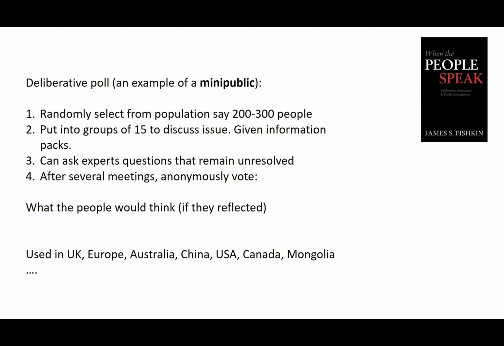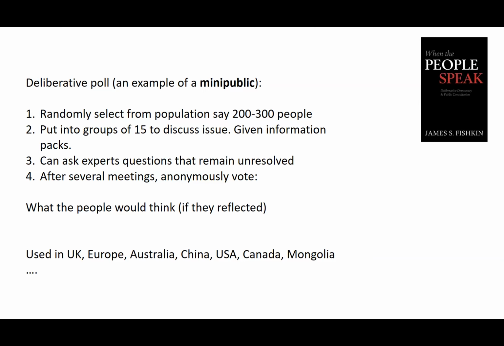So here's an example of a process, the deliberative poll, which is like a citizens' assembly that was inspired by the Athenian model and has been tested for several decades now. Randomly select people, maybe you want to make a decision for a city, or this has been applied to the whole of Europe, or Australia, or Ireland, or a township, whatever it is. Randomly select 200 to 300 people.